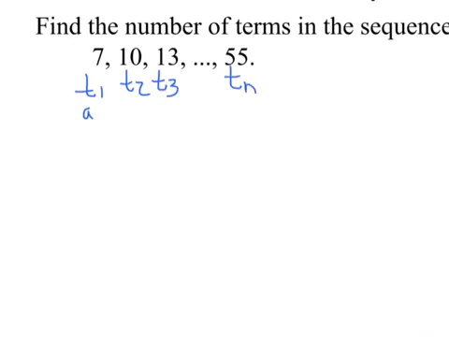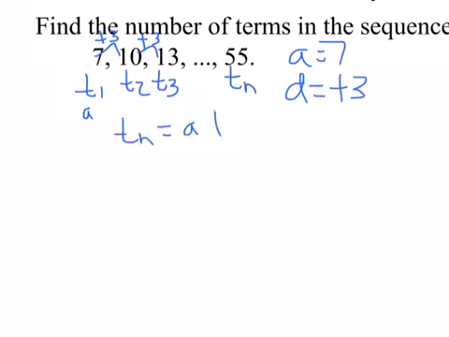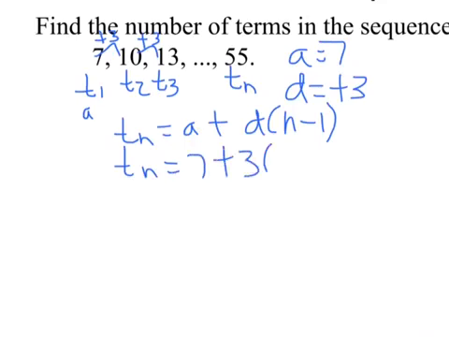So let's look at our formula. It looks like plus 3, plus 3. So our A value is 7, our D value is plus 3. That makes our formula Tn equals A plus D times (n minus 1). D is, by the way, like the slope. So Tn equals 7 plus 3(n minus 1).